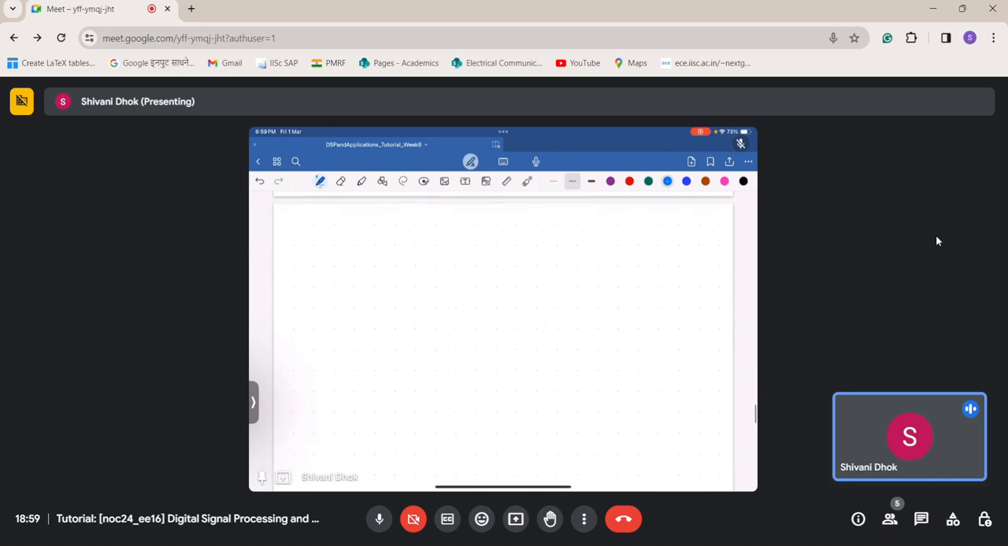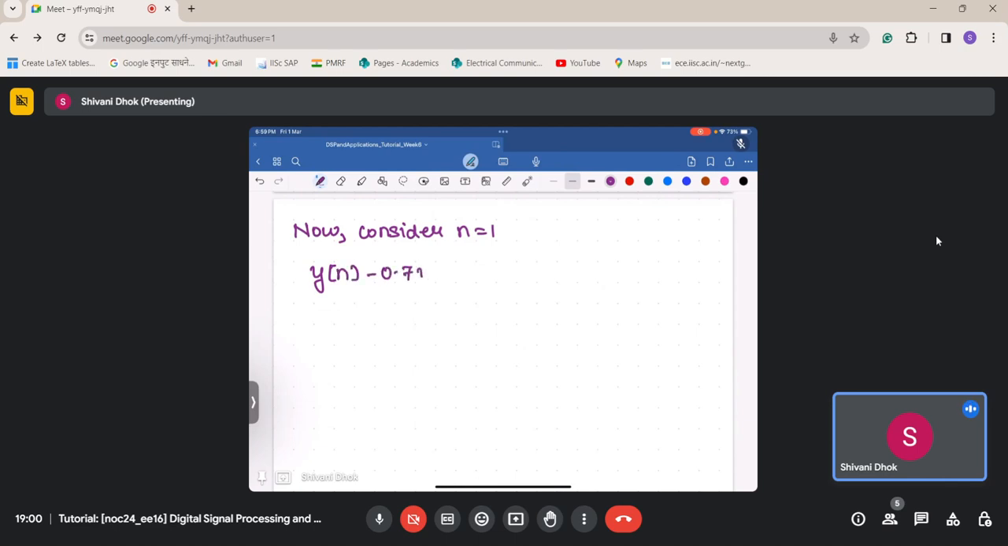So what we'll do is we'll now consider n is equal to 1, and this first we will do for the difference equation. My difference equation was y of n minus 0.7 y of n minus 1 plus 0.1 y of n minus 2, which is equal to 2 times x of n minus x of n minus 2.